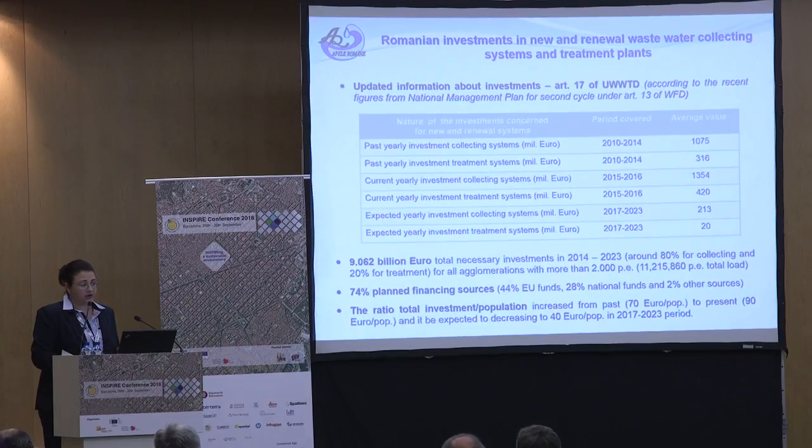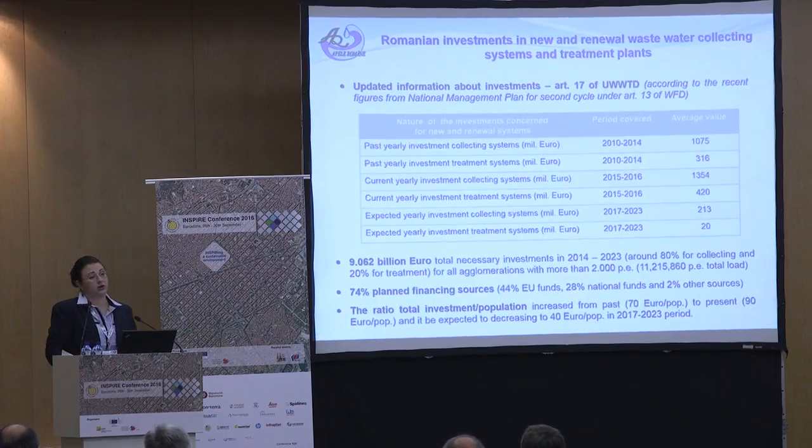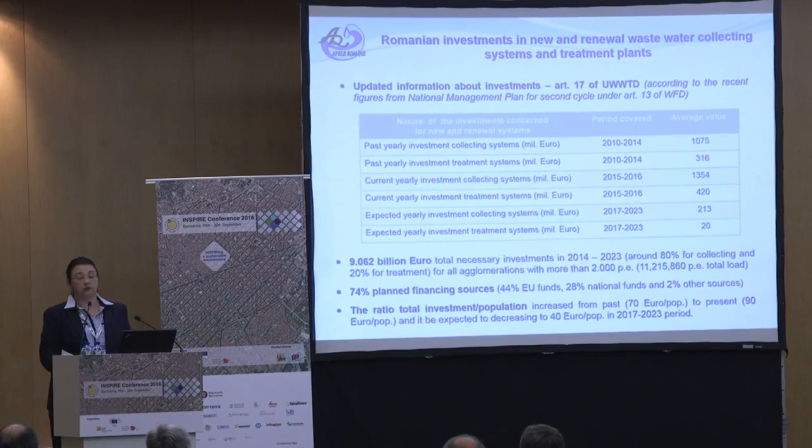We updated this value after we prepared the National Management Plan and the River Basin Management Plans. And we concluded that 9 billion euro is still necessary for the second cycle of the Water Framework Directive, because we have to take into account also putting in more stringent limits, or applying to agglomerations with less than 2,000 population equivalent the construction of a centralized system. So the value has increased.